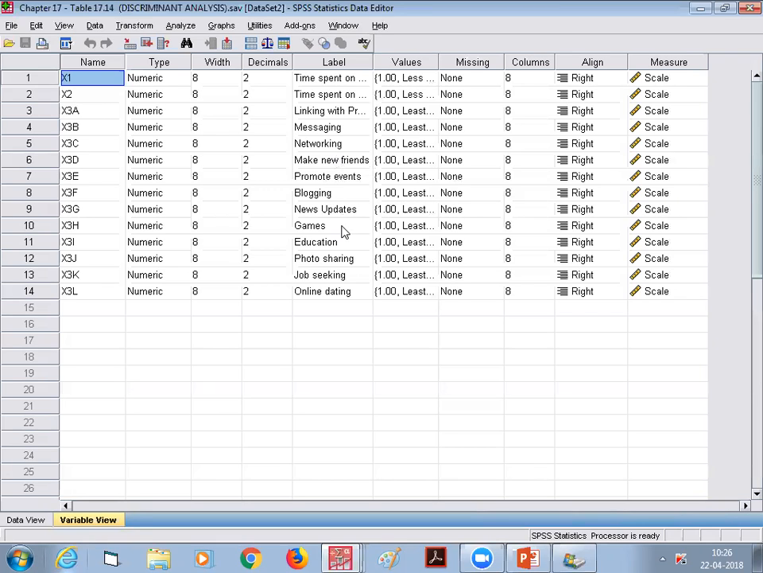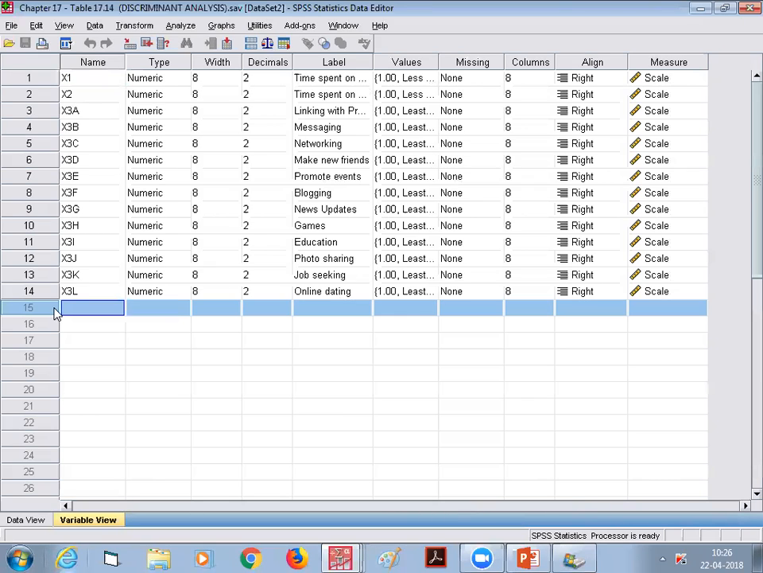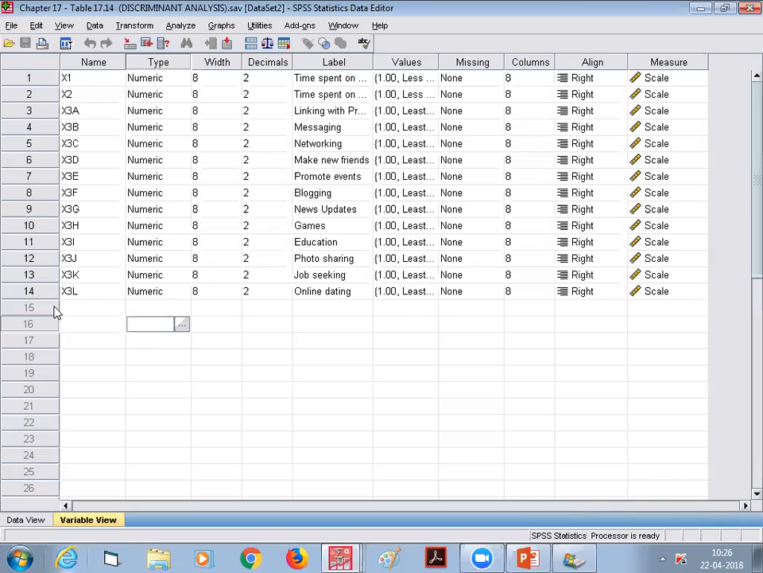News update, games, education, job seeking, and okay. So we don't have data on this one. The dependent variable data we don't have here. I think I missed it out or something. That means these are the variables to identify a buyer or a non-buyer.